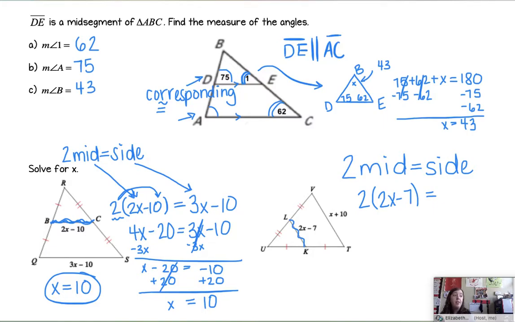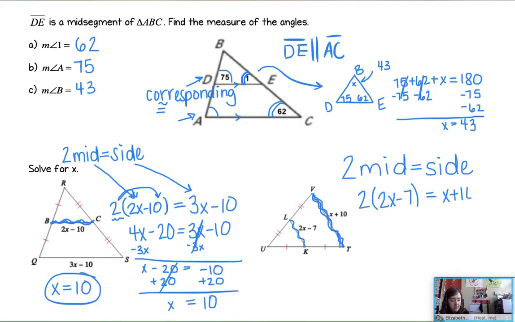What goes in for my third side? Very good. Very good, Enrique. Very, very good, Hunter and Lizzie. Yeah, so that third side is going to be the one that connects V and T. That will be x plus 10.